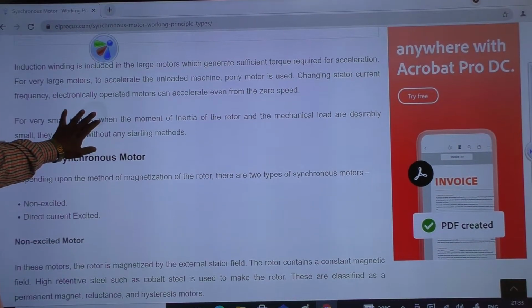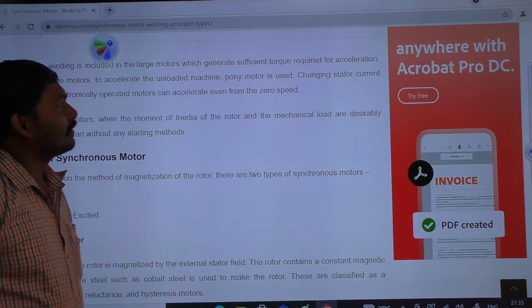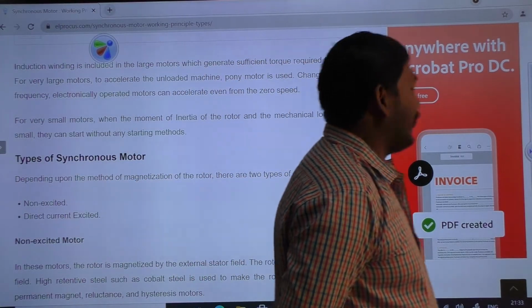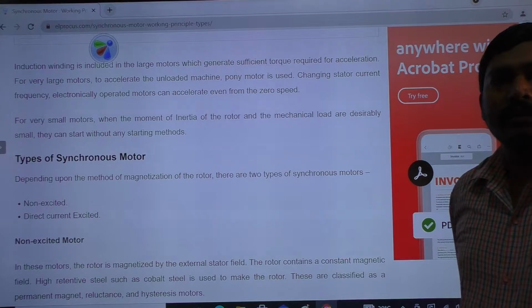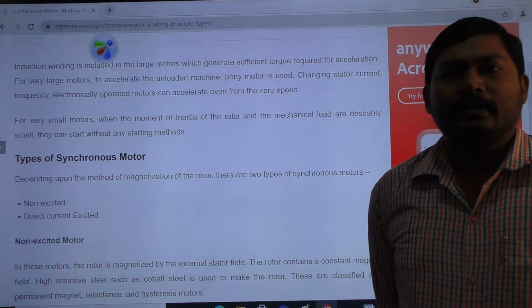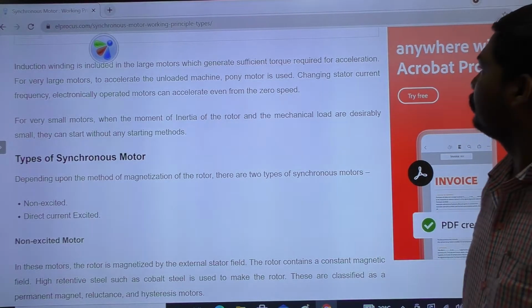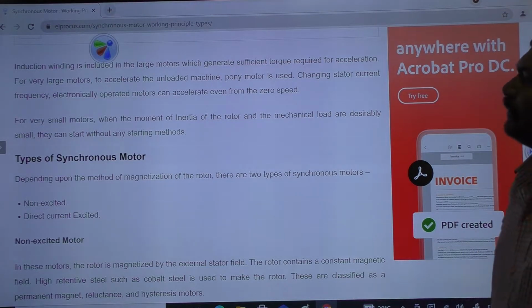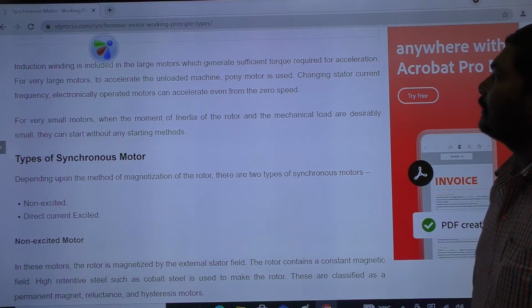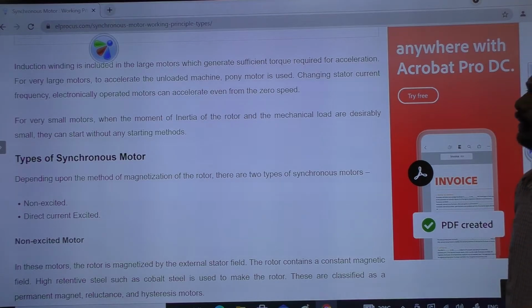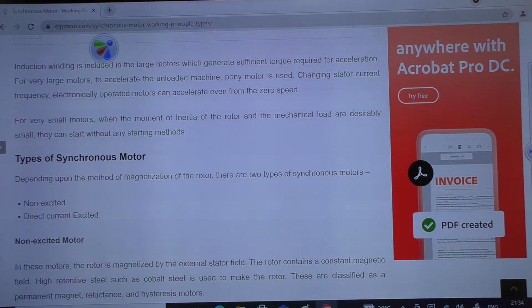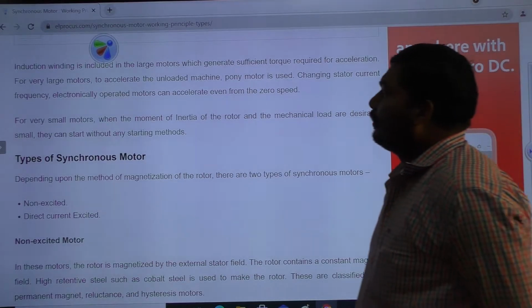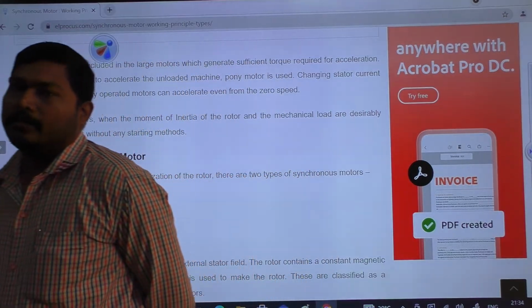Induction winding is included in large motors, which generates sufficient torque required for acceleration. For very large motors, pony motors are used. What is a pony motor? Motors used to start the synchronous motor are called pony motors. By changing the stator current frequency, electronically operated motors can accelerate even from 0 speed. For very small motors, when the moment of inertia of the rotor and the mechanical load are small, they can start without any starting method.